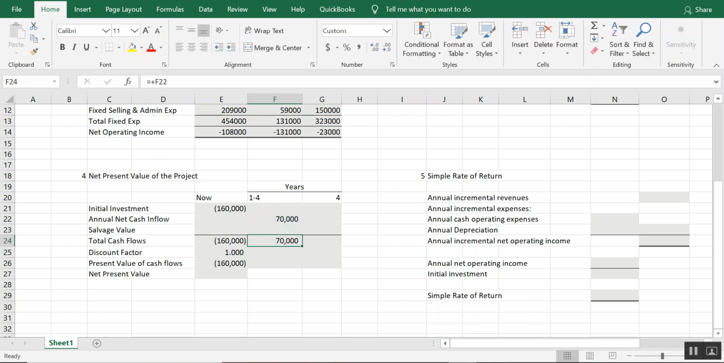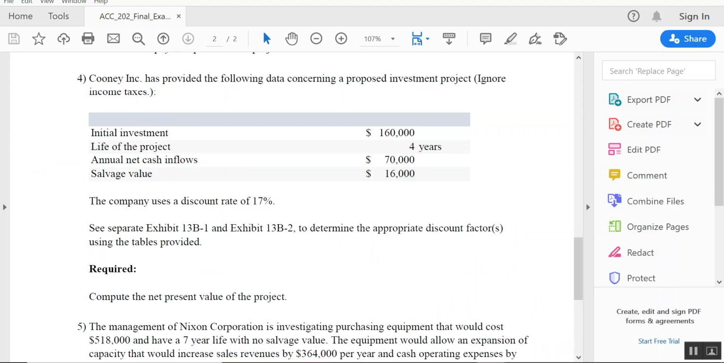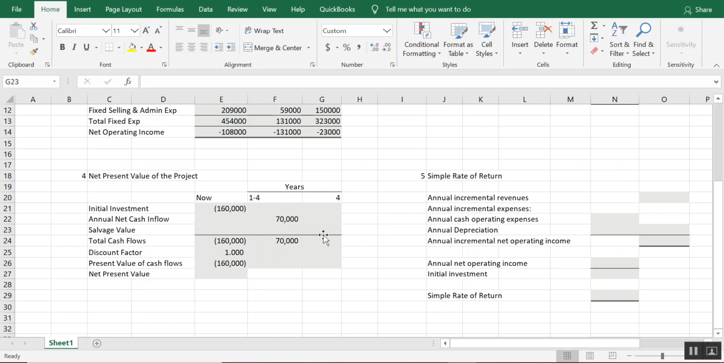And then in year 4, we have a one-time cash inflow of $16,000 for the salvage value of the equipment. So we put that in here, 16,000.